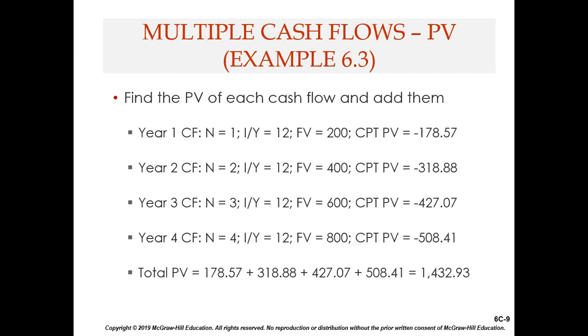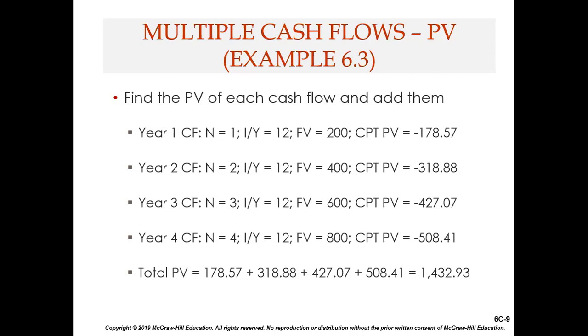I'm going to do the same thing for my next calculation, the one for $400 at the end of year two. So my N is 2, 12% interest. I'm going to arrow down to future value and put that in as 400. So how much should I pay today to receive $400 at the end of year two? Alpha enter. Whoops. I went to the wrong one. There we go. Alpha enter.